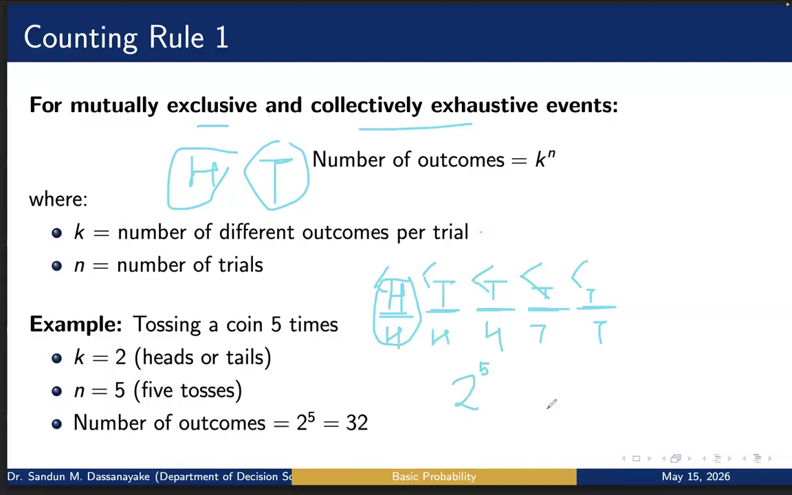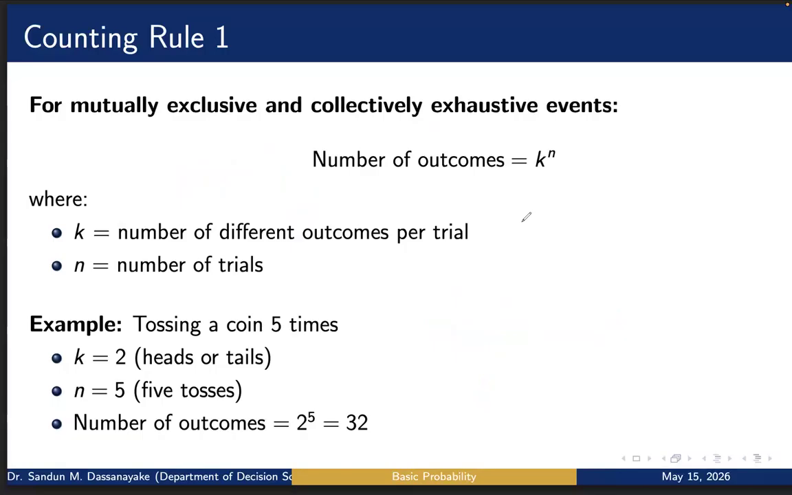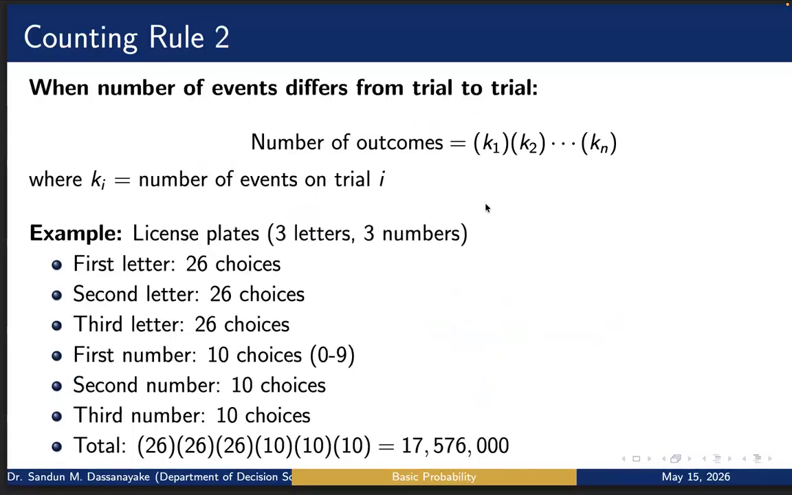Okay, this is important when you are planning your research, when you are designing your research sampling. Think about the possible outcomes that you can sample from. And the number of outcomes, the number of events, differ from trial to trial. So I'll explain this in a very simple way.